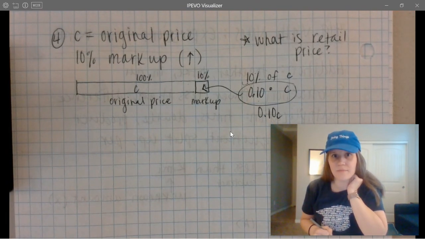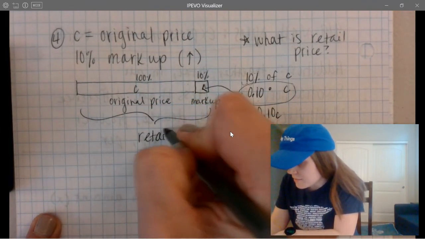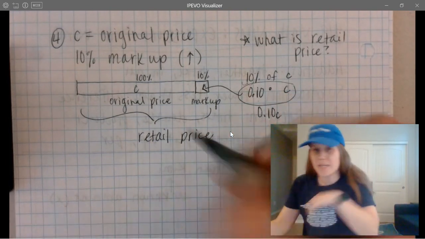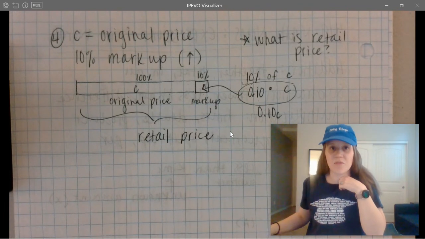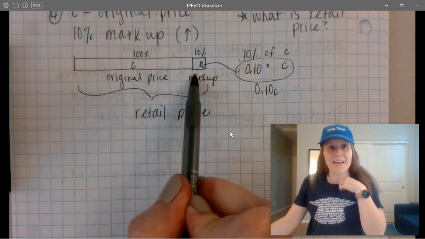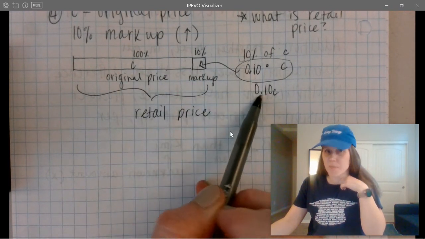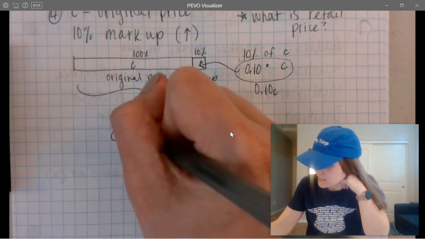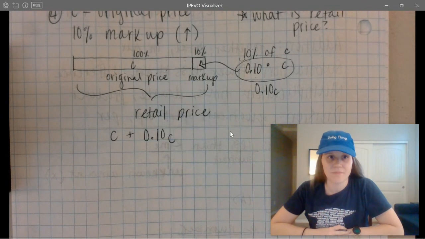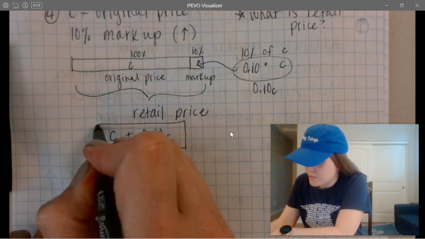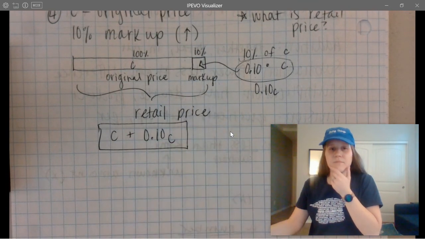All right, last annotation. The whole thing here is the retail price. Remember, the retail price is the original price that he paid plus his markup. That's how much he's gonna sell it for. So if I want to write an expression that represents the entire retail price, I'm going to add the original plus the markup. It looks like this: C plus 0 and 10 hundredths C. That is an expression that represents the retail price. I'm adding here because remember, my price is increasing.